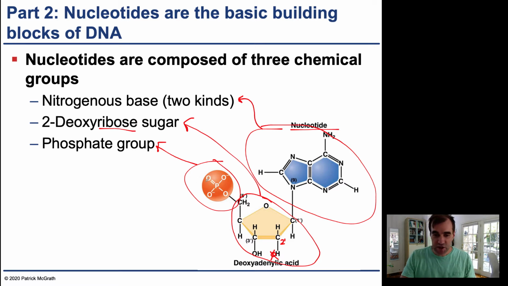This phosphate group is important because it provides the negative charge on DNA, and consequently is what gives the acid part of DNA. So DNA is an acid, and the reason it's an acid is because of the addition of the phosphate group.